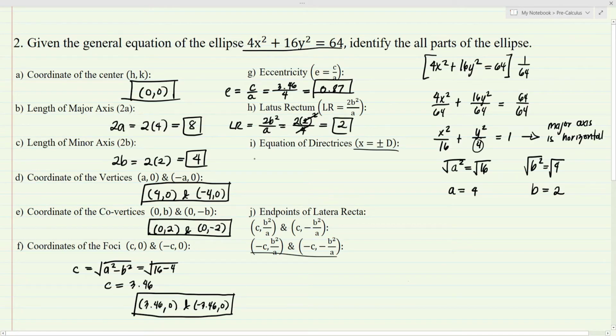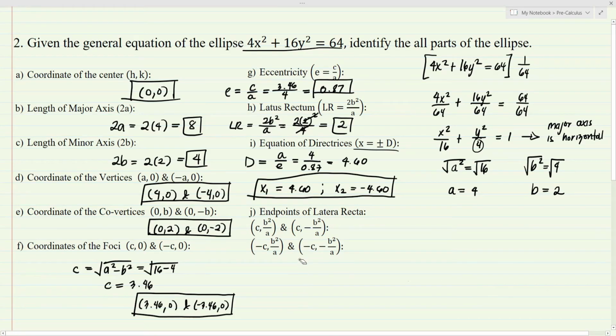As for the equations of the directrices, let's solve for d. This is equivalent to a over e. So a is 4 divided by the value of e, 0.87. The answer to this one would be 4.60, rounded off to 2 decimal places. Therefore, the equations of the directrices here would be, the first one is positive 4.60, and the second one would be negative 4.60.